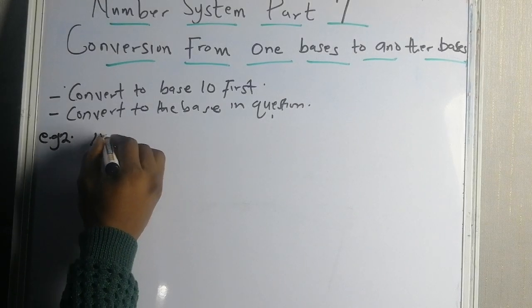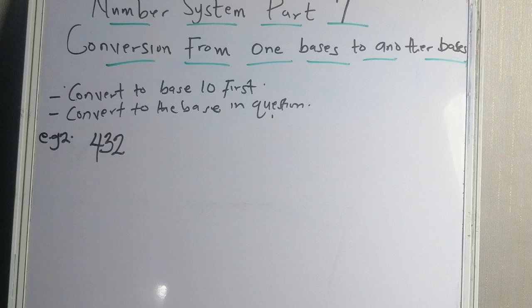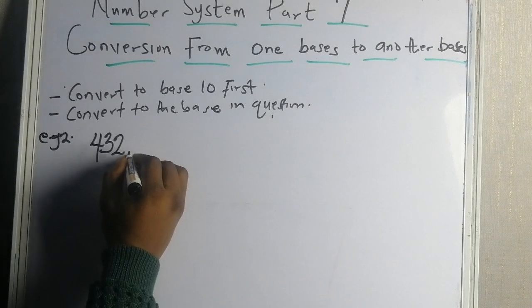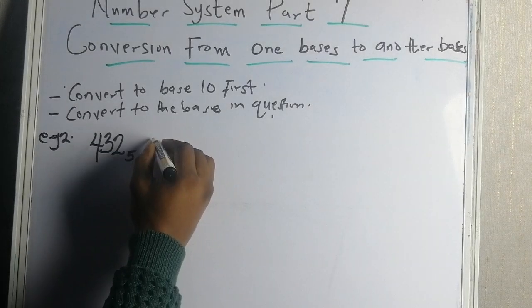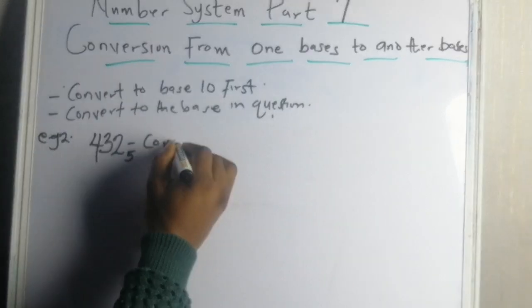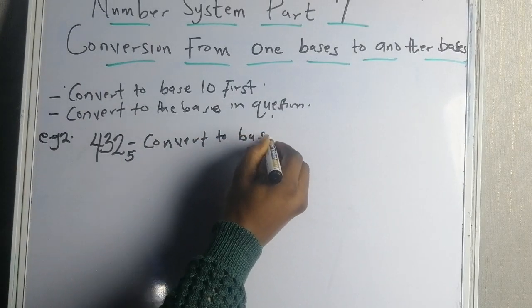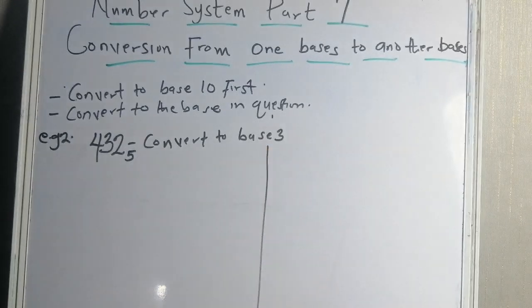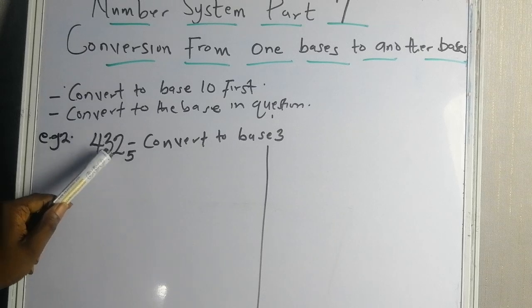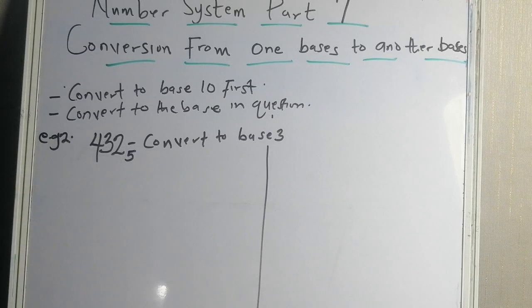Let's say 432 base 5. Convert to base 3. I've told you what you need to do here. So example 2: 432 base 5, convert to base 3.